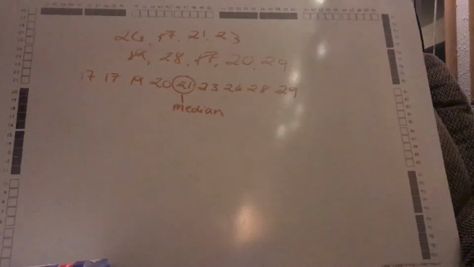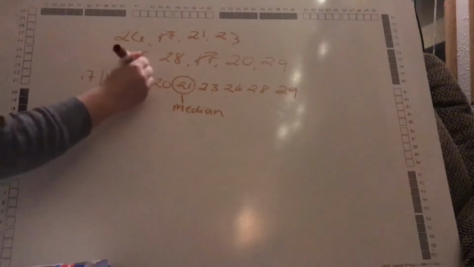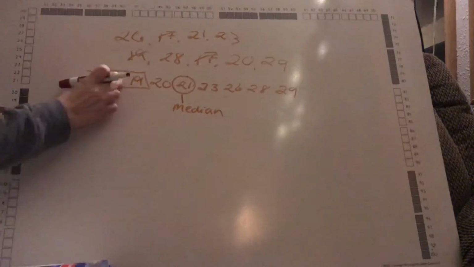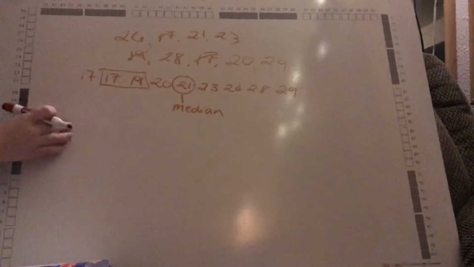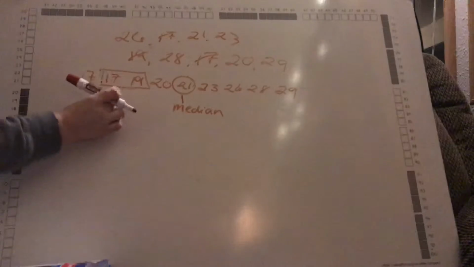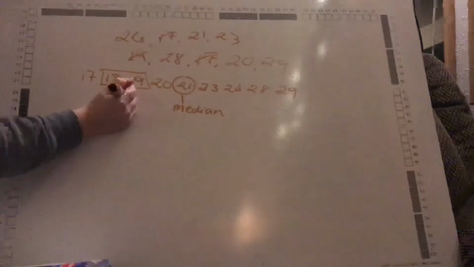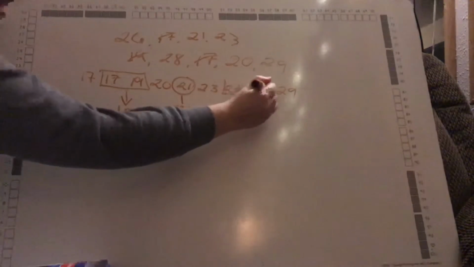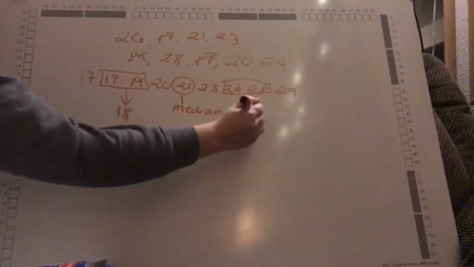Then we are going to find our lower quartile. So our lower quartile is the median, remember, of the lower half, and the upper quartile is the median of the upper half. So median, and if it's an even number, you take those 2 numbers, add them together, divide it by 2, so you find the average, and that average is going to be 18. And on this side, that's going to be 27.